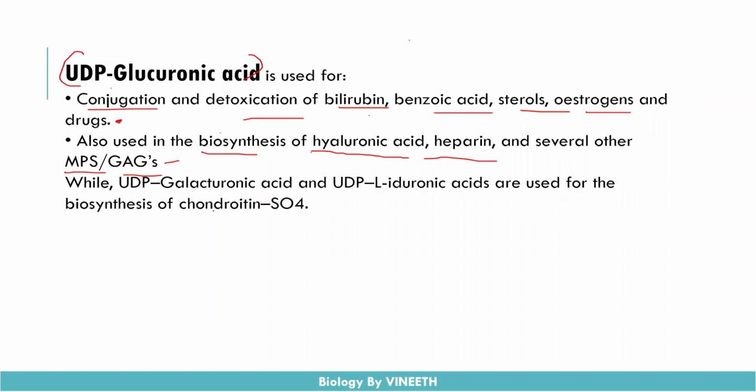But formation of the chondroitin sulfate requires the UDP galacturonic acid. So this is the only difference between the glucuronic acid function and the galacturonic acid function. Biosynthesis of hyaluronic acid and heparin requires the UDP glucuronic acid, while biosynthesis of chondroitin sulfate requires the UDP galacturonic acid. This is a major important point you have to remember.